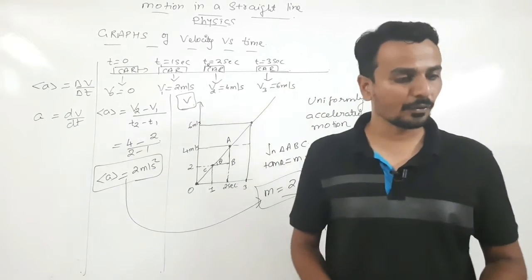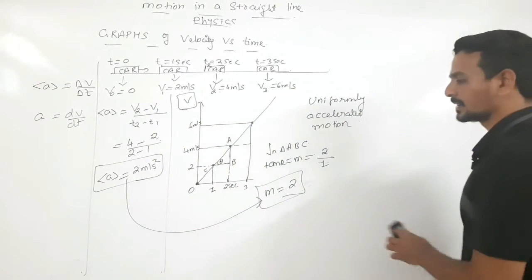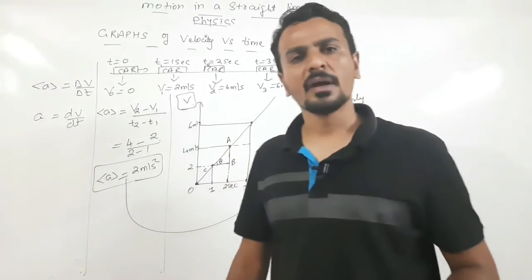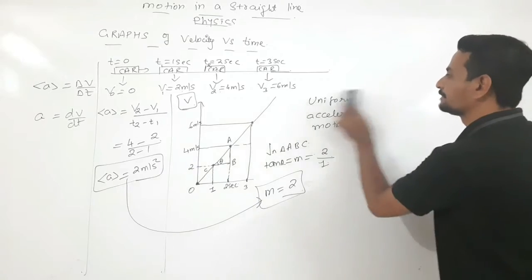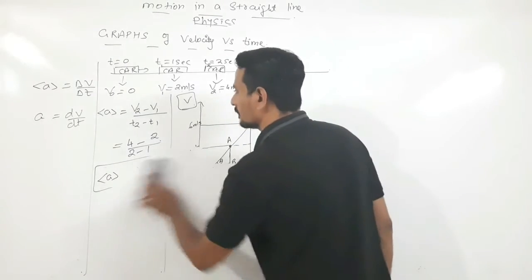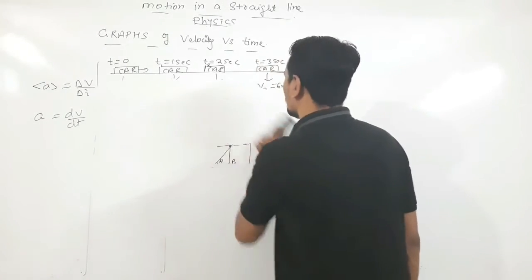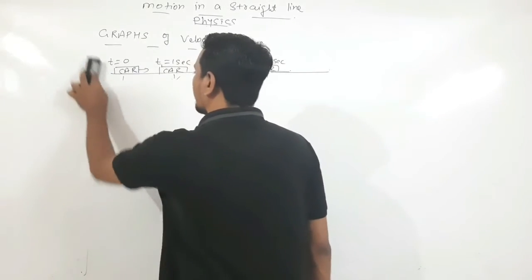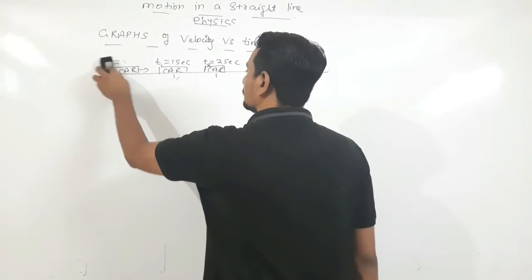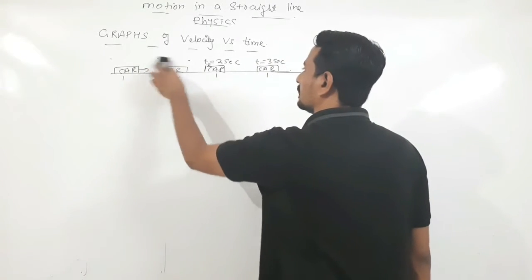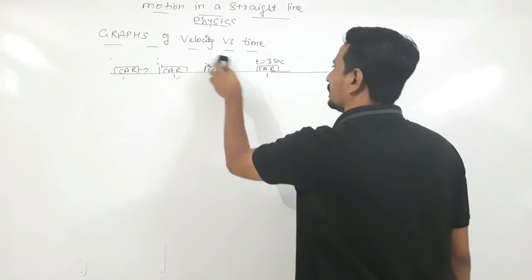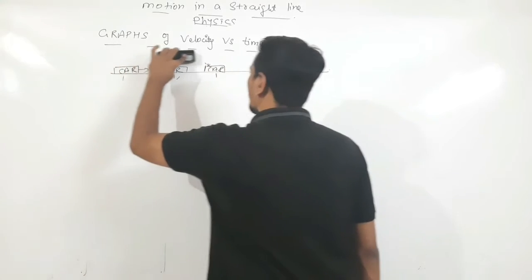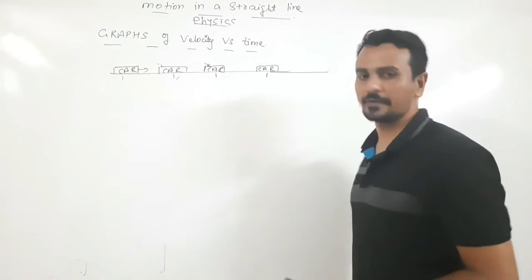Let us discuss one more graph now. Is it clear? So the slope of the graph v by t will give average acceleration. Okay, now let us discuss one more situation. The same case, but I will explain it in a different manner.